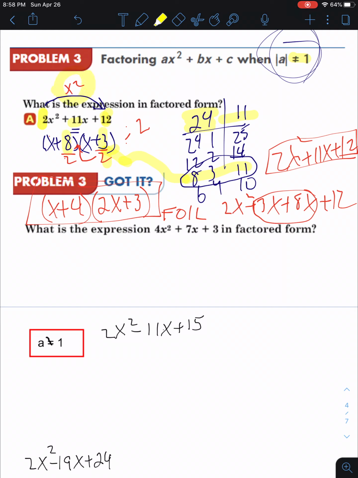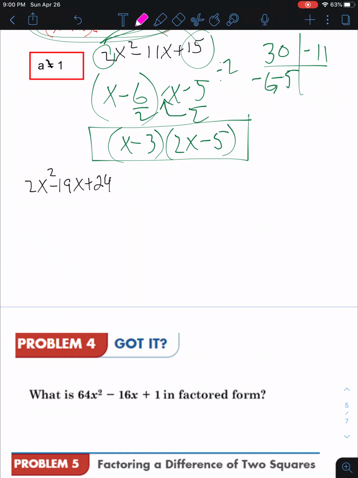Last time, we'll go to a nice color here, and we'll multiply 2 times 24. That's going to give me 48. And I want a negative 19. Means that my terms have to be negative, because this is positive 48. All right, we multiplied by 2.